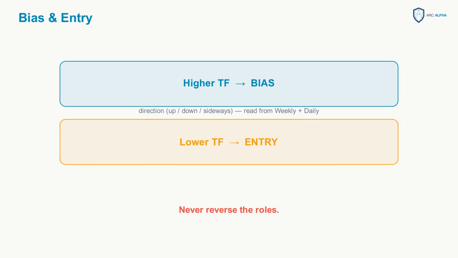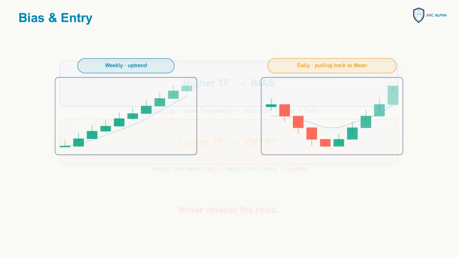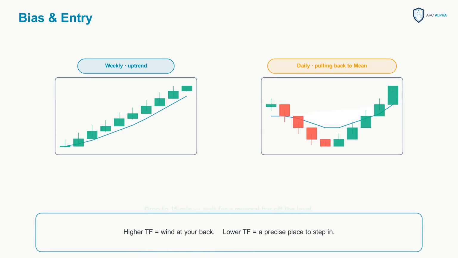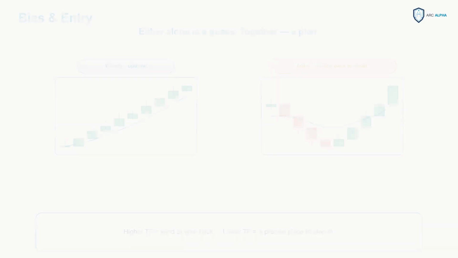Bias means direction, up, down, or sideways. You read it from the weekly and the daily. Entry means timing, the exact bar you act on. You read it from the 1 hour and the 15-minute. Example: weekly trend is up. Daily is pulling back into the 21 EMA, the mean. You drop to the 15-minute and wait for a reversal bar off that level. That's your entry trigger. The higher time frame gives you the wind at your back. The lower time frame gives you a precise place to step in. Either one alone is a guess, together they're a plan.